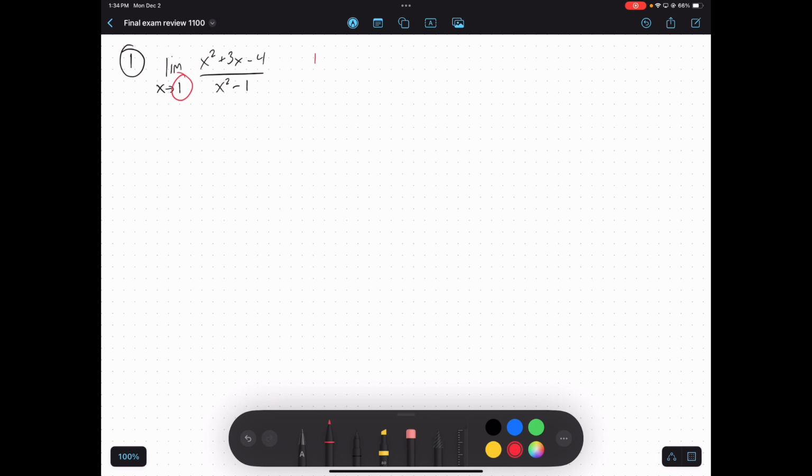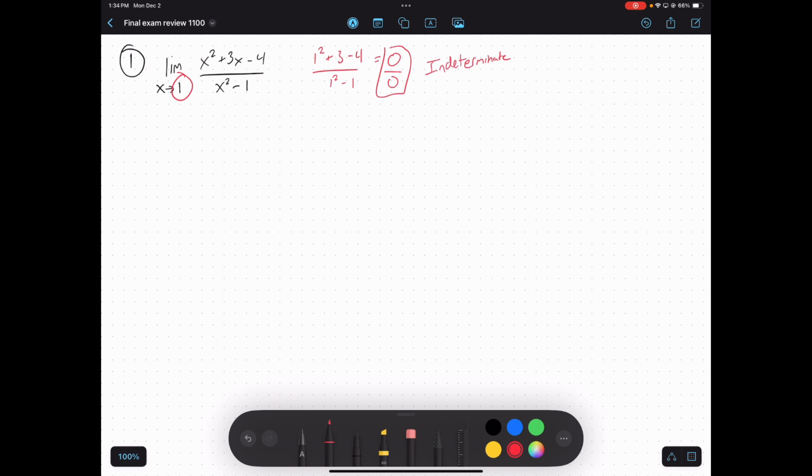We get 1 squared plus 3 times 1, which is just 3, minus 4. So 1 plus 3 minus 4 is equal to 0. I get 0 on top, and 1 squared minus 1 is just 0 as well. I get 0 over 0, which, of course, we know is indeterminate. If I get an indeterminate form, that tells me I have to manipulate this somehow in order to get a more meaningful result. 0 over 0, I can't just put that in as my answer.